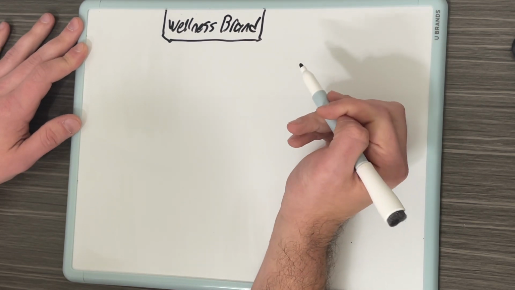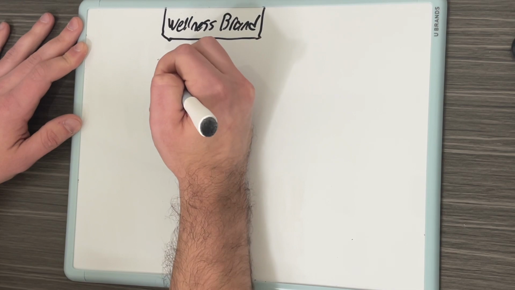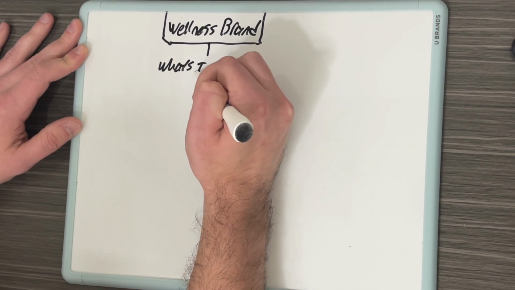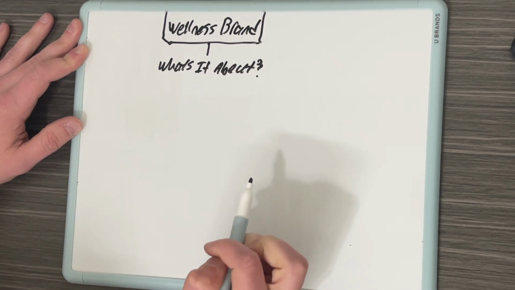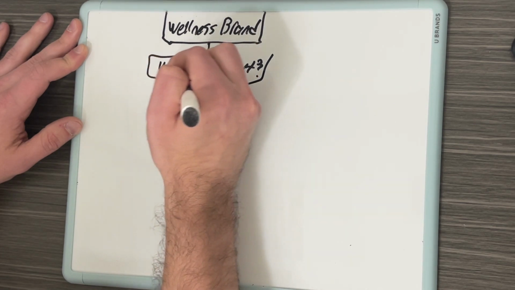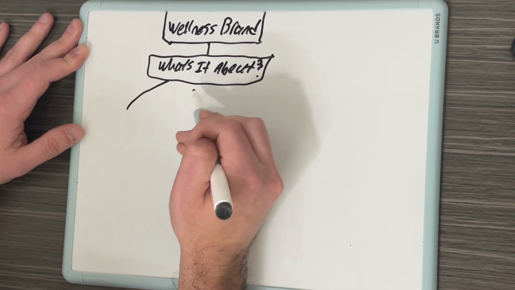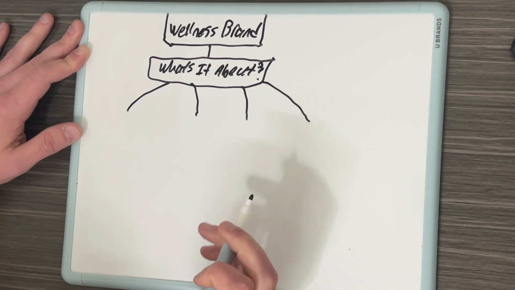So the first thing the algorithm's going to do is take this post that you have here, and it's going to say, what's it about? So it's going to look for things like your title, the keywords, what you're saying in the video, and it's going to take that information and then it's going to break it down into a couple different buckets of audiences, as I like to say.